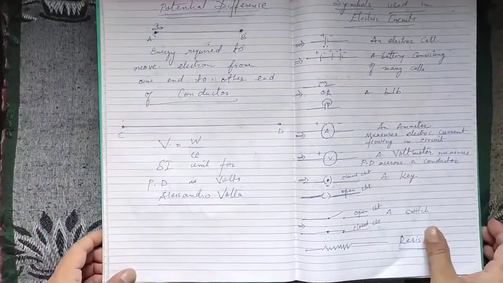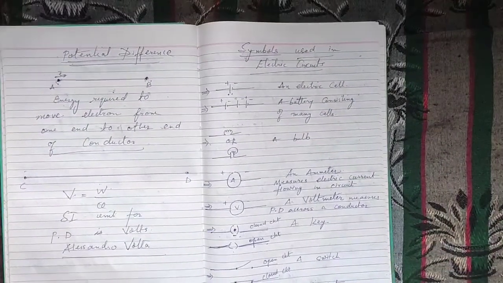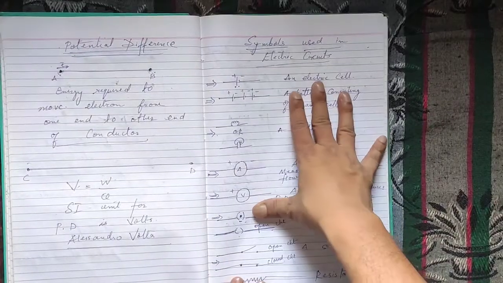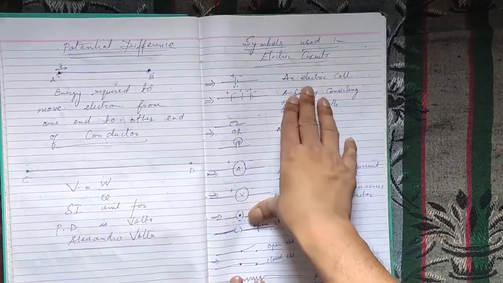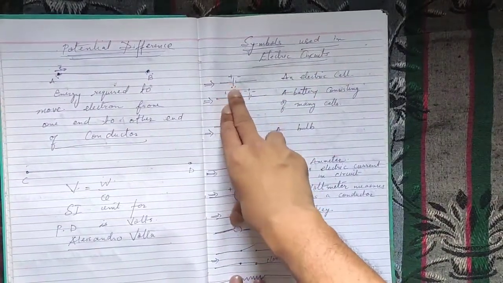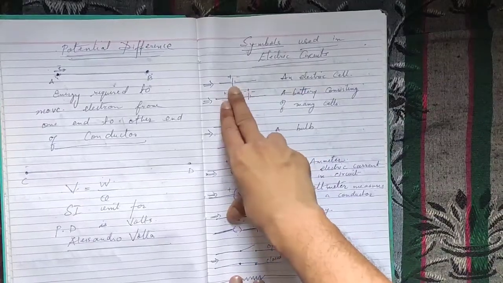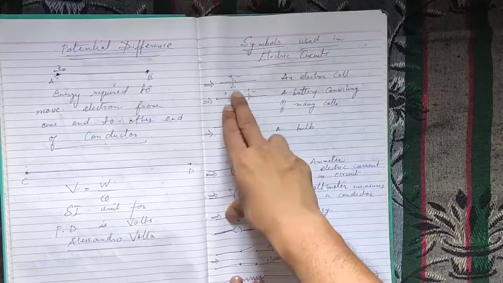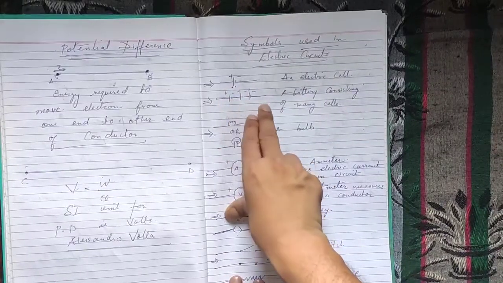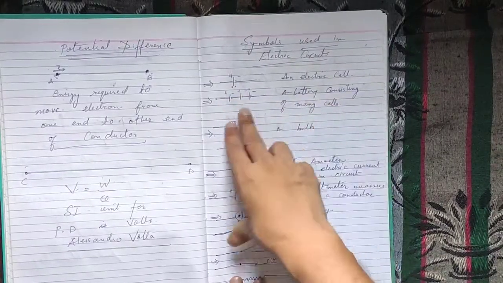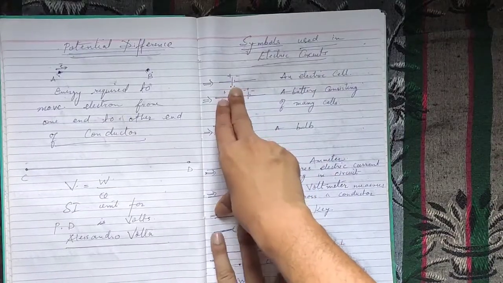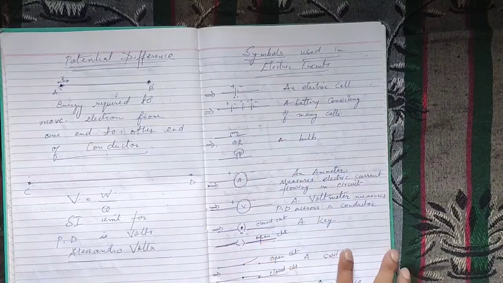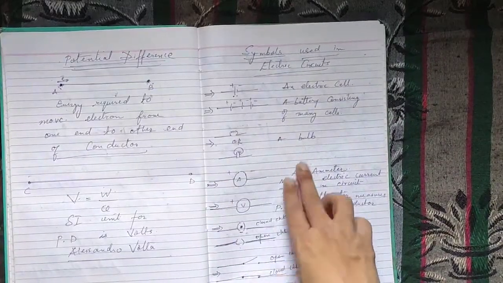Moving forward, we have the basic symbols to make an electric circuit, by drawing the circuit and giving a schematic diagram of an electric circuit. If this single battery symbol is given, it is not actually a battery, it is the diagram of a single cell. When you combine 2 or 3 cells together, it creates a battery. So don't get confused. This is a single cell, and a battery consists of 2 or more cells. This is a symbol for an electric bulb.